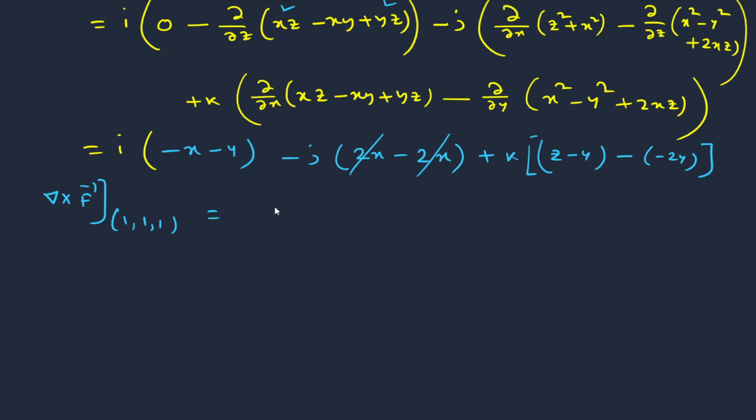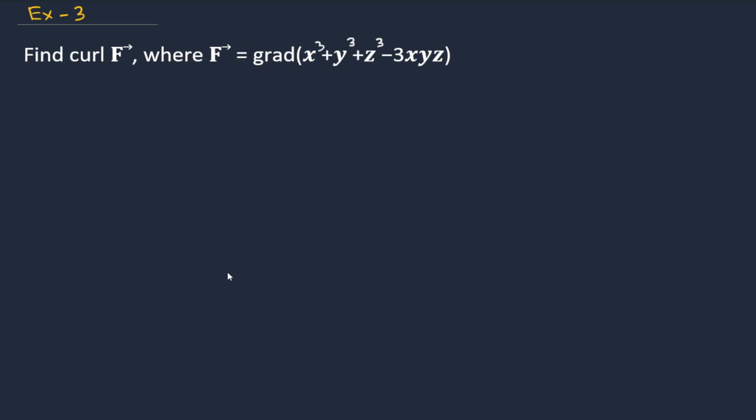So what we do, in place of x we'll put 1, in place of y also we'll put 1, in place of z 1. So if we put 1 and 1, it will be minus 2 i cap, and then if we put 1, this will become 0, minus minus plus 2 k cap. Okay, so this is the answer, 2 i cap plus 2 k cap. Now let us move to the third problem.